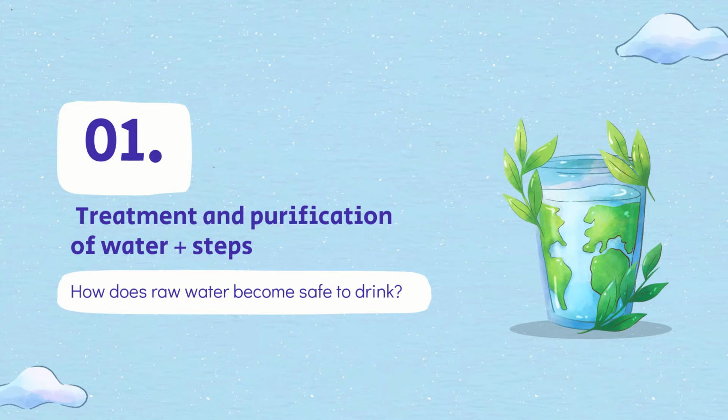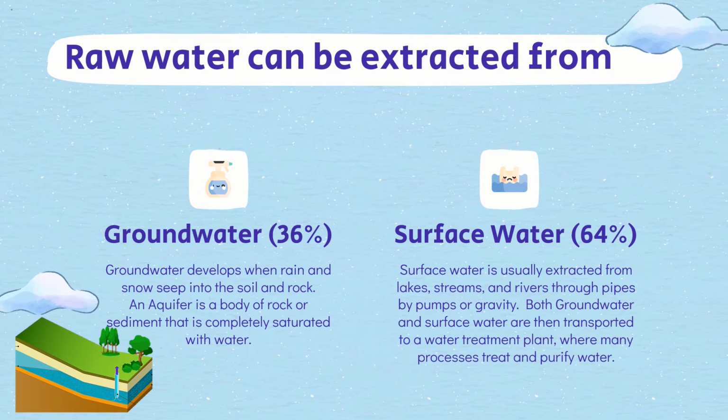Let's begin with the treatment and purification of water. So how does raw water become safe to drink? It can be extracted from groundwater and surface water. First of all, groundwater is responsible for 36% of raw water that is extracted, and it develops when rain and snow seep into the rock and soil.